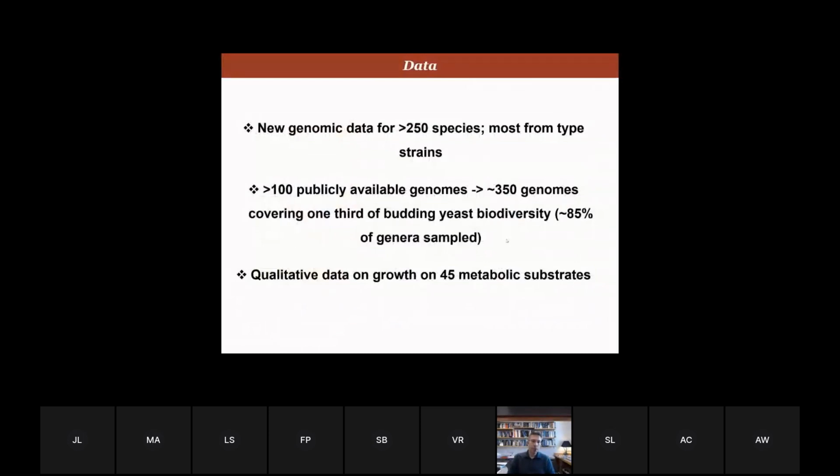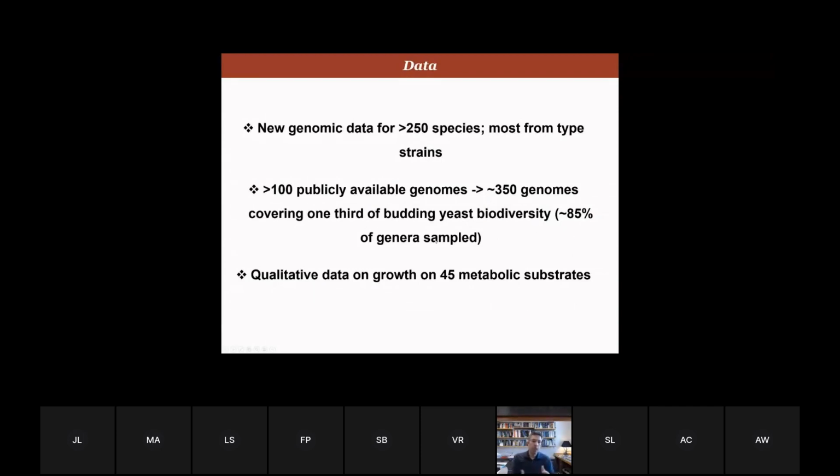And so far we've generated genomic data for about 250 species, and most of them are type strains. To the earlier discussion about how you can connect strains to species, one approach we followed is to make sure we have the type strains, so that for any additional strains that are being sequenced, we have the comparison to the reference. And we've united these 250 genomes with another 100 or so publicly available genomes. And so we have a data set that covers about 1/3 of yeast biodiversity.